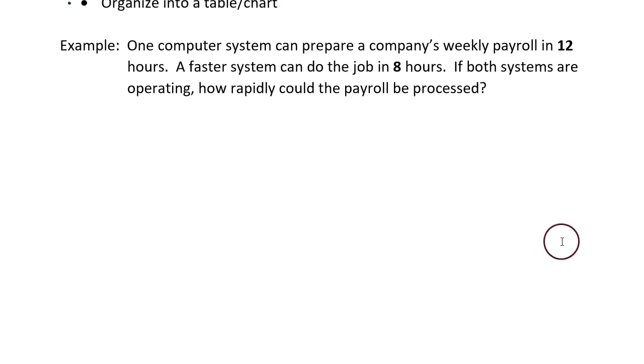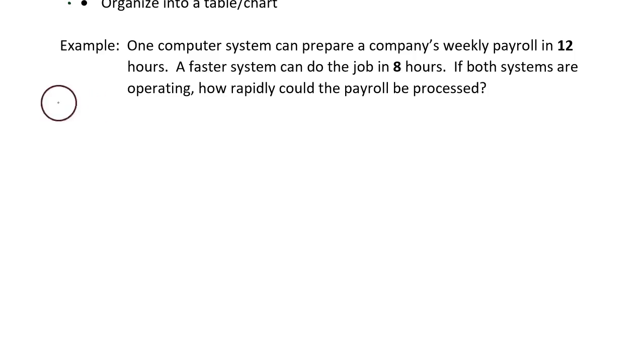Here's an example problem. One computer system can prepare a company's weekly payroll in 12 hours. A faster system can do the job in 8 hours. If both systems are operating, how rapidly could the payroll be processed? If you were to take a guess at the answer, what would you guess? If the company only had this faster system, it would take 8 hours, but with both systems operating, it should take less than 8 hours. We're expecting an answer that's less than 8 hours.